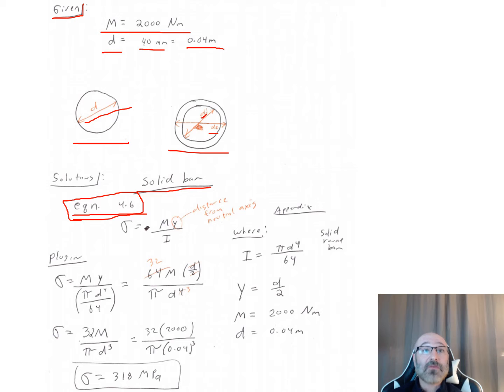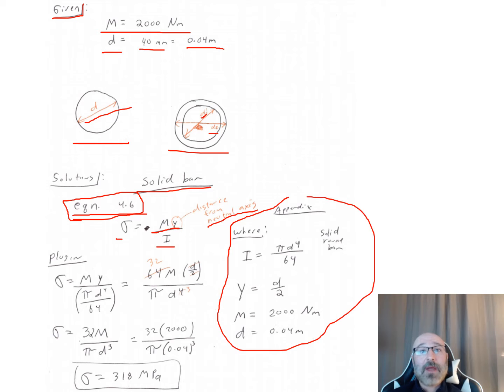So this is equation 4.6, where we have the relationship that sigma is equal to M times y, where y is the distance from our neutral axis, all divided by our I value. I like to, off to the side, write down what I know. So I can go back to my appendix. Again, with the design course, as compared to some of your other courses, not everything is given in the problem statement. As we saw with this one, it was pretty minimal what they gave us.